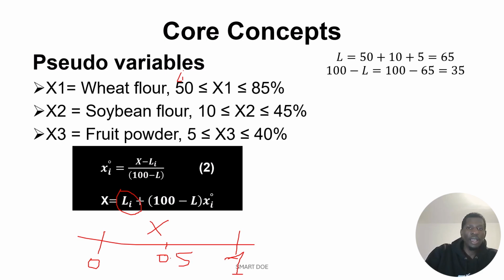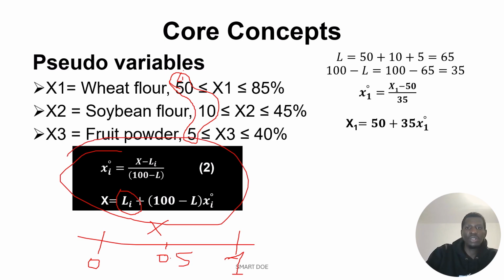So L, which is the sum of all the lower limits, will be equal to 65, and 100 minus L will be equal to 35. So if you substitute these values in either of the two equations, then we are going to have this final equation. With this final equation, you can convert any pseudo value to real value, or any real value to pseudo value. For example, if we have a value 50 here, we can convert this 50 to a pseudo component by simply substituting 50 here. 50 minus 50 will be 0 divided by 35, which equals 0.